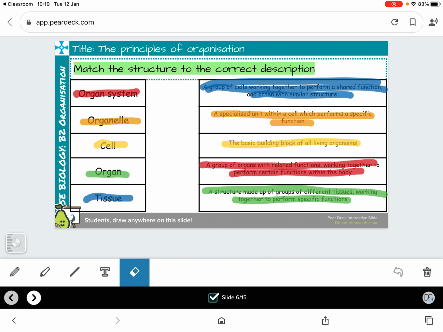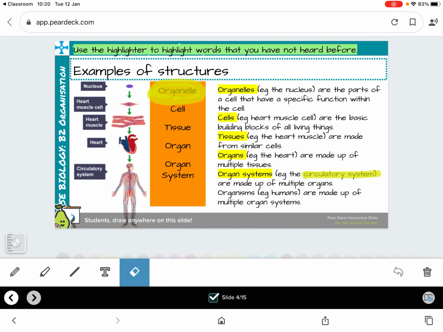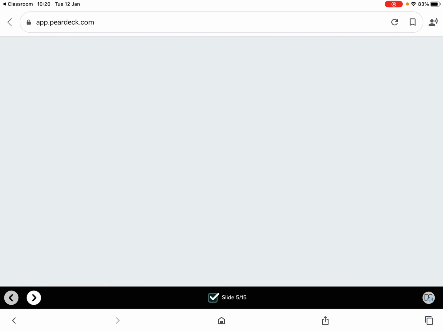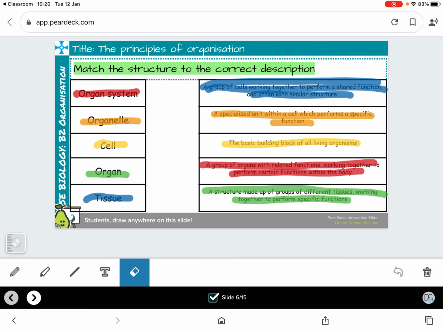Then I asked you to match up the words with the description. So if you look back 2 slides, there are all the answers for this task. So if we start at the top, an organ system is a group of organs with related functions working together to perform a function in the body.